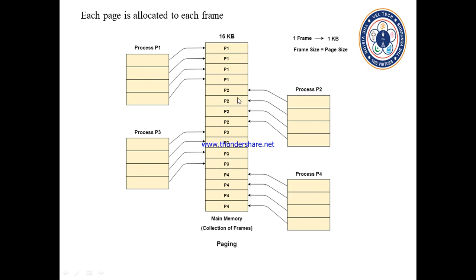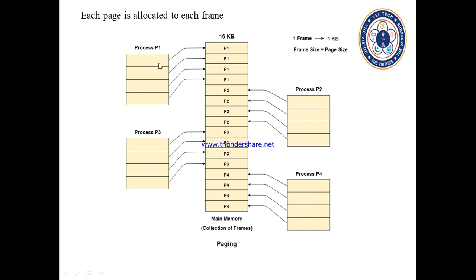We have frames in main memory and pages in the process. The pages are allocated to main memory on a first come first serve basis. When process P1 arrives first, its pages are allocated to main memory first. Then process P2 arrives, then P3, then P4. Based on the FCFS algorithm, we allocate memory to the processes in main memory.